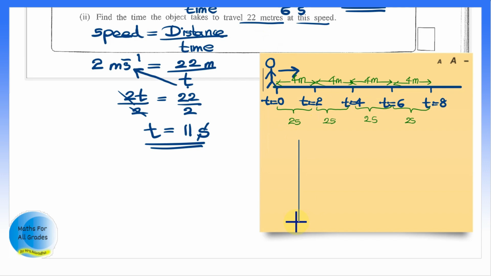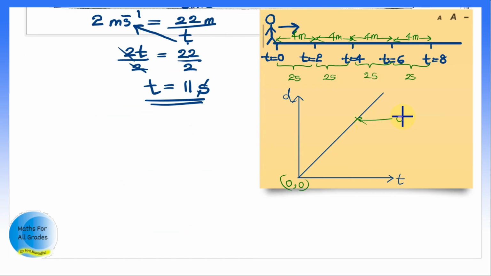If you plot a graph of time against distance, with the x-axis as time and the y-axis as distance, you will get a y equals mx type graph. Here the coordinate is (0, 0). And how do we find the gradient? We take any coordinate on the graph. Let's say this coordinate is (6, 12). The x coordinate is 6, the y coordinate is 12.